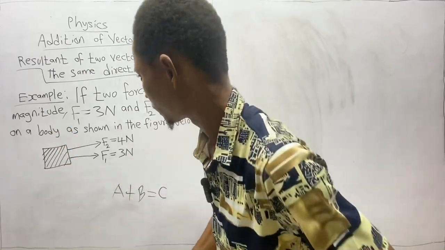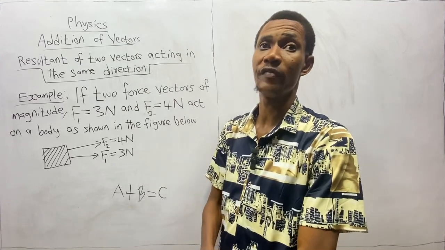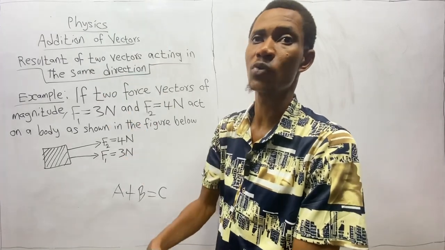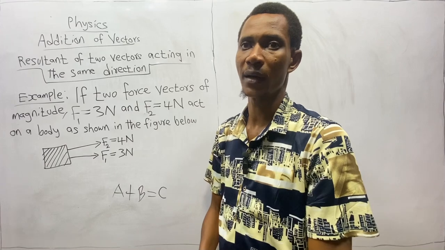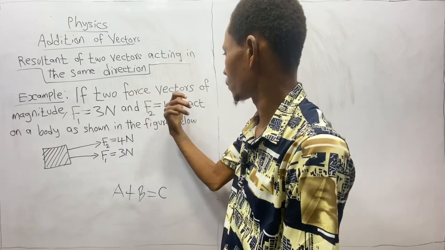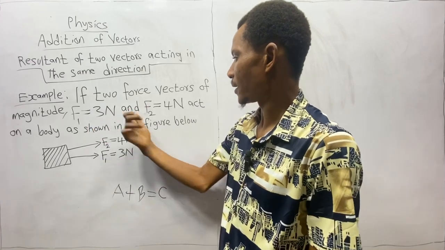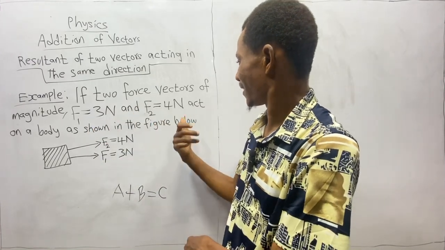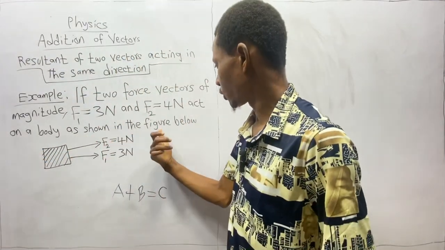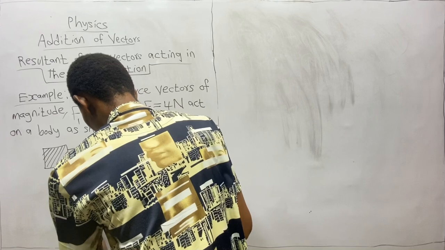So let's take this example. If two force vectors, remember that force is an example of what? A vector. In part 1 of the scalars and vectors series, I gave you a list of examples of vectors in which force is one of the examples of what? Vectors. So if two force vectors of magnitude F1 equals 3 Newton and F2 equals 4 Newton act on a body as shown in the figure below. This is the body. So solution.